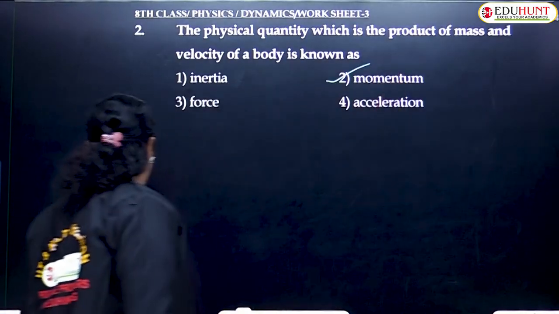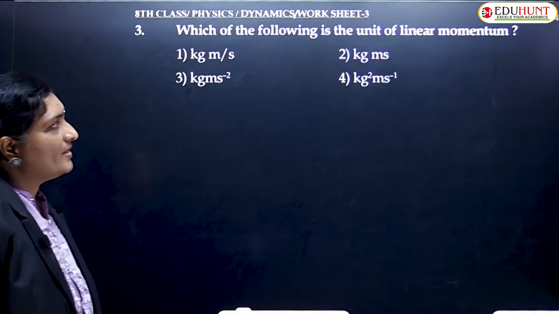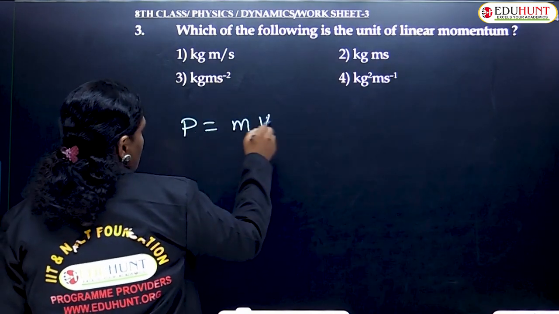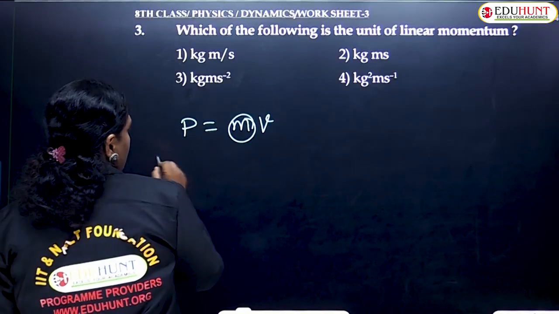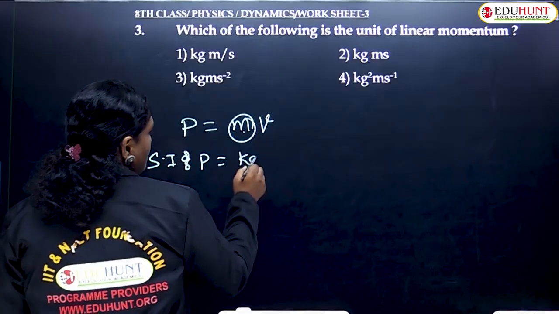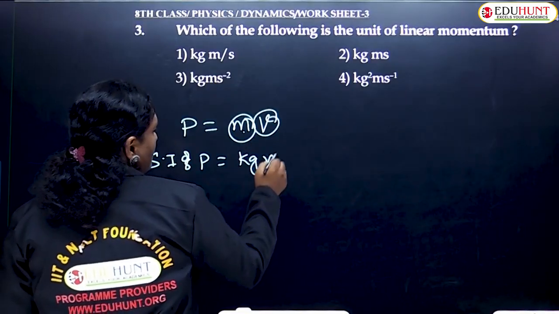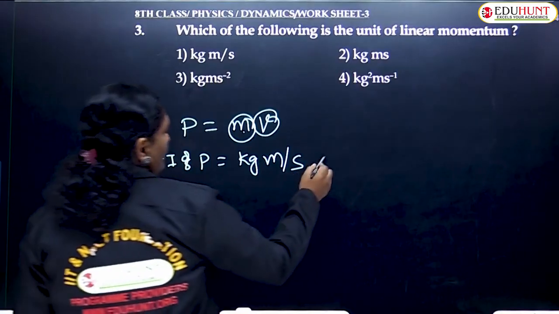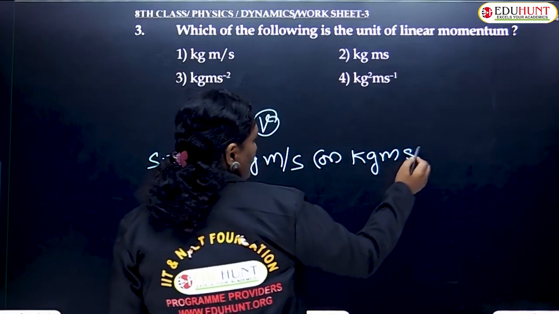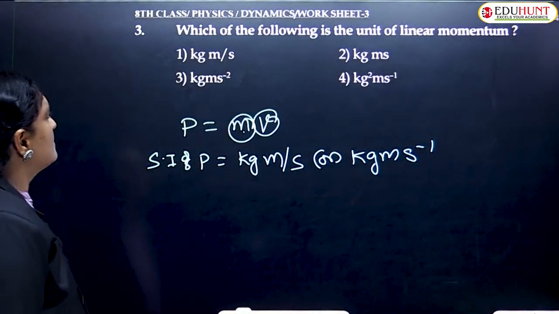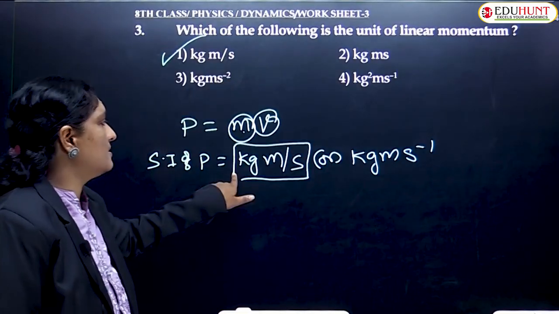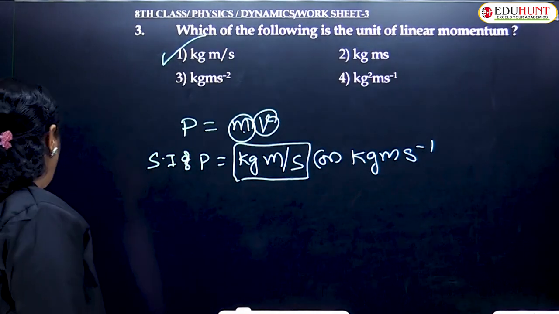So second answer. Next, which of the following is the unit of linear momentum? Just now we have discussed linear momentum, P equals mass into velocity. So the SI unit of P: mass is measured in kg and velocity is measured in meter per second. So kg meter per second can also be written as kg meter per second inverse. So where is the proper answer, children? Here goes your right answer, kg meter per second. So first option. Moving ahead.